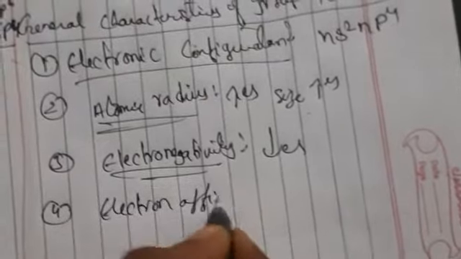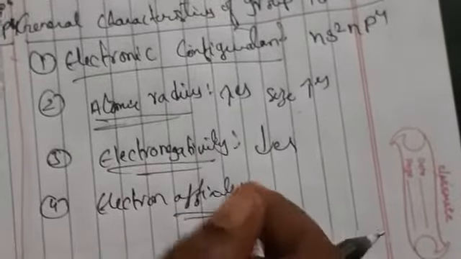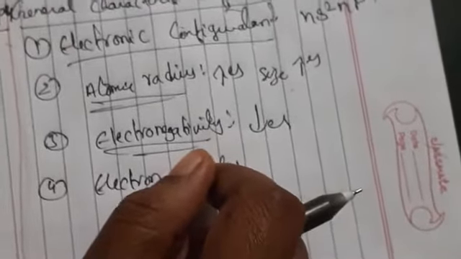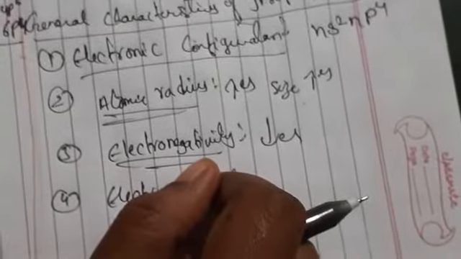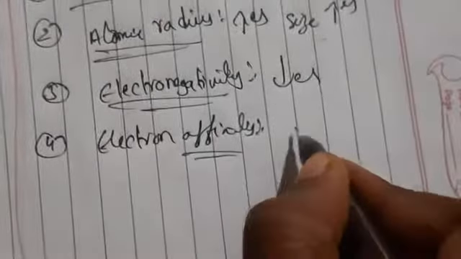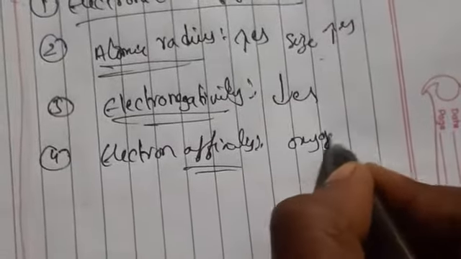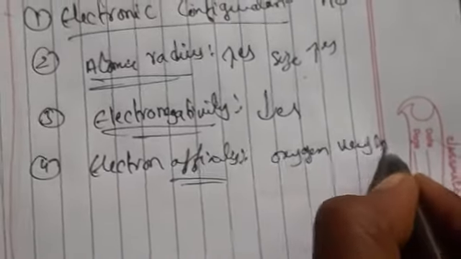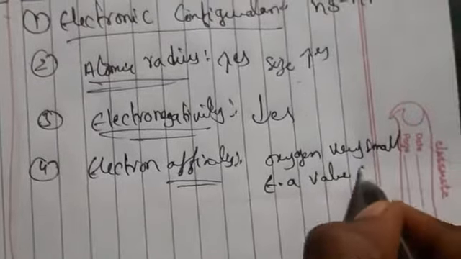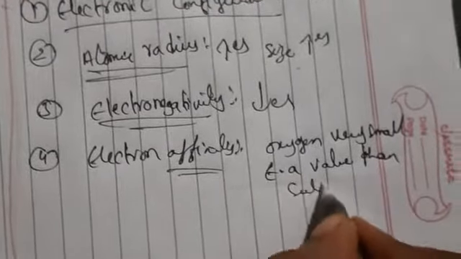And coming to electron affinity, or electron gain enthalpy. Here electron affinity increases and decreases. It decreases from sulfur to tellurium, and oxygen has lower electron affinity than sulfur, due to the small size of oxygen. So oxygen has a very small electron affinity value than sulfur, we can say.